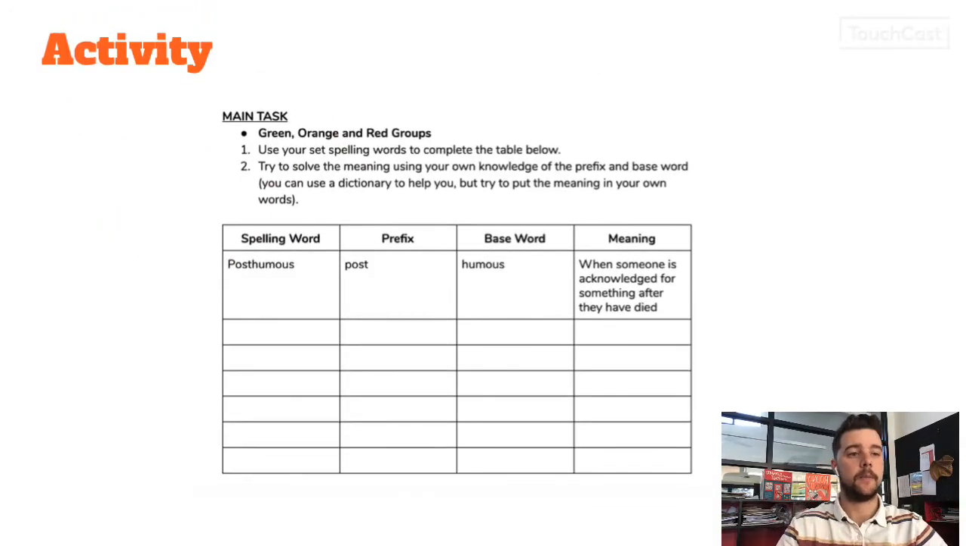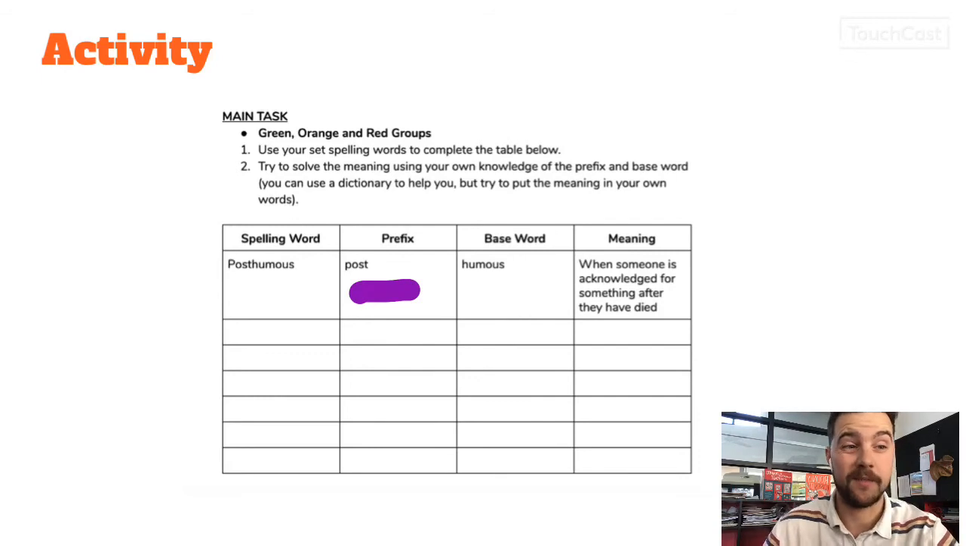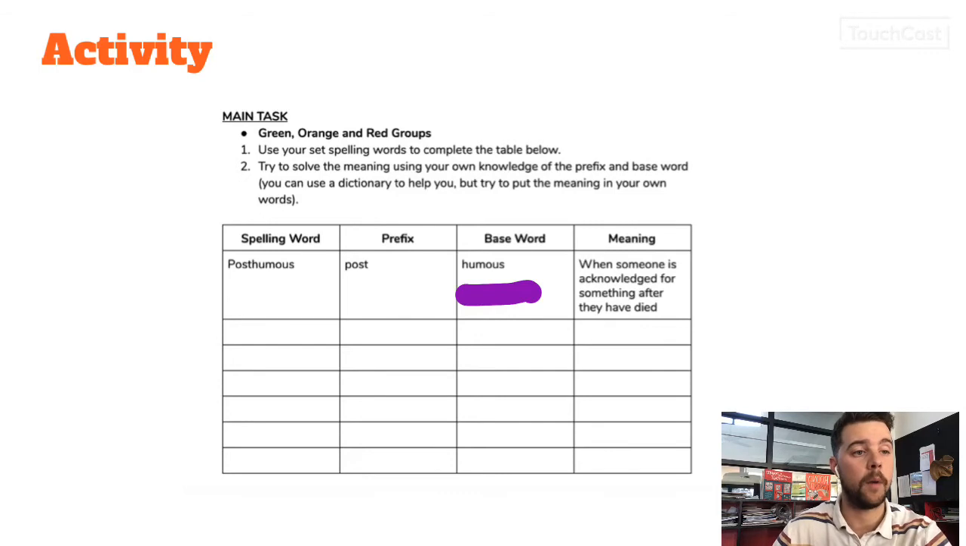Now you've seen this table before for when we looked at pre. Now we're looking at post. So we're going to do the same activity with post. So green, orange, and red groups, you're going to use this table. You're going to put your spelling word in the section that says spelling word, which is right here. Then you're going to put in what the prefix is. It's going to be post every time. Then you're going to put in the base word. So what word have we put post in front of? And then in your own words.